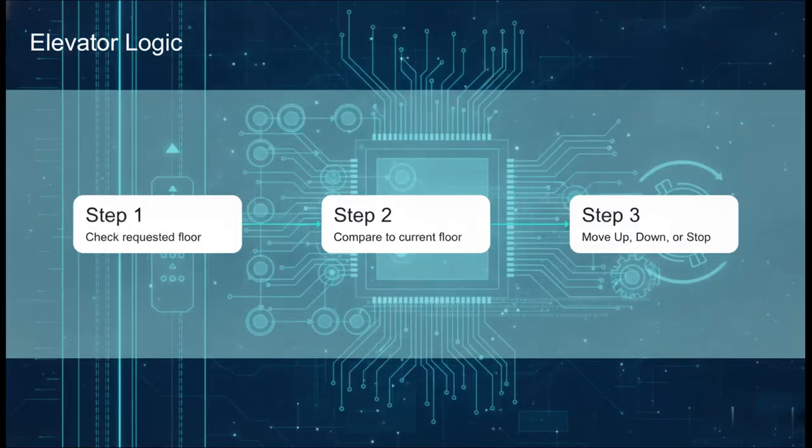It might look a little complicated at first glance, but when you break it down, the logic is actually incredibly elegant. It really just follows 3 simple steps to get you to your destination. Step 1, check the requested floor. Step 2, compare that request to the current floor. And step 3, decide whether to move up, move down, or stop. That is the core heartbeat of our machine.